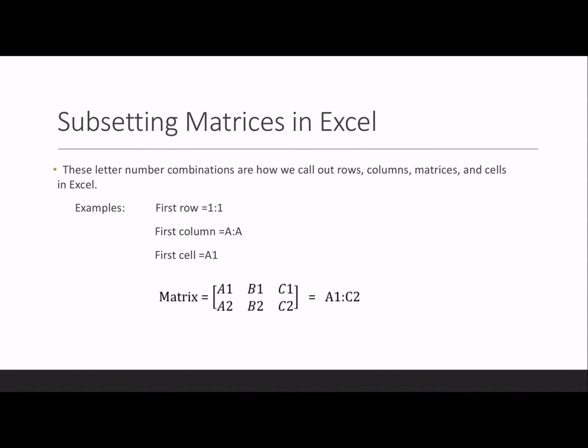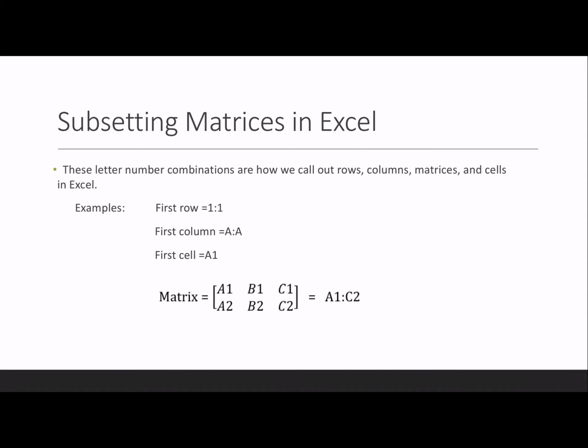Now, at times you may want to subset matrices in Excel. This just means that you want to pull out specific parts of a matrix. So maybe you want to call out just the first row, or just the first column, or maybe you want to identify just the first cell. There are specific ways of doing this, often using the colon. If you look at the example, the first row is denoted by the number 1. You would say, I want row 1 to row 1. So the colon essentially means to. Since you just want row 1, you put that notation there.